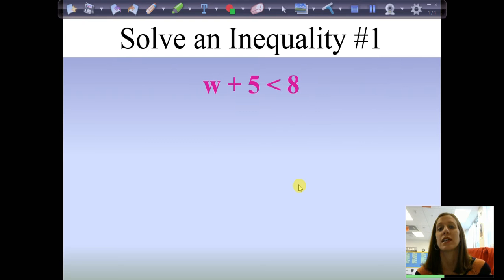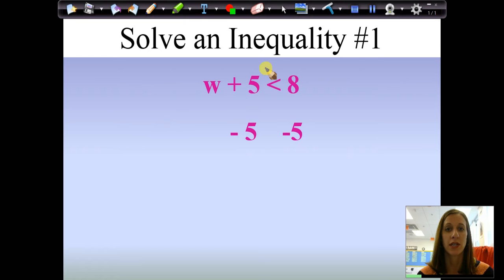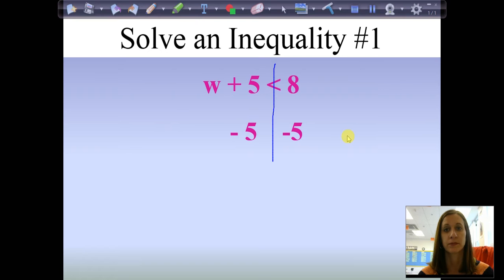So we're going to take w plus 5 is less than 8 and solve for w. So just like an equation, if this was an equal sign, we were trying to get w by itself, we would cancel plus 5 by subtracting 5. And again, what we do to one side of our inequality, we do to the other. For some of you, what you may want to do is just like when we drew lines down the equal sign, you may want to draw a line down your inequality sign.